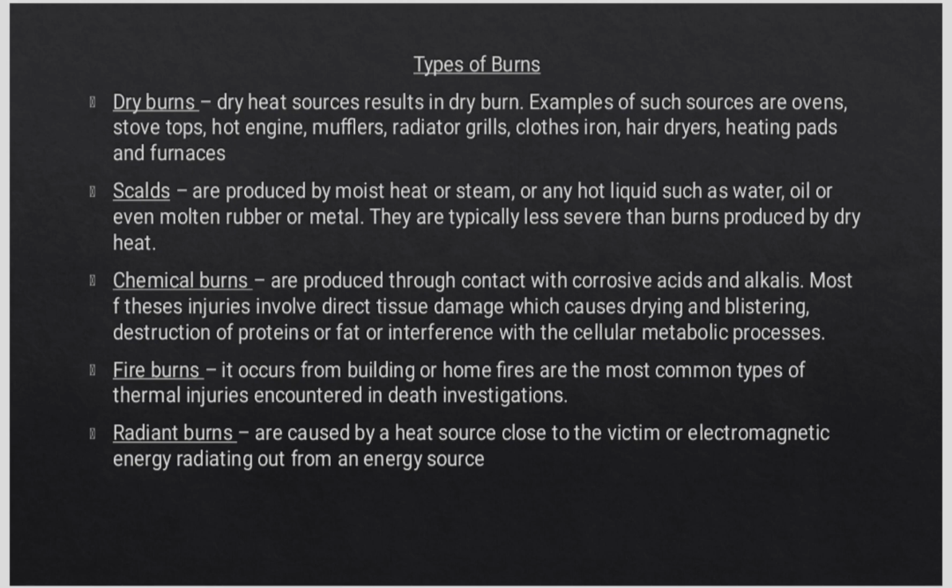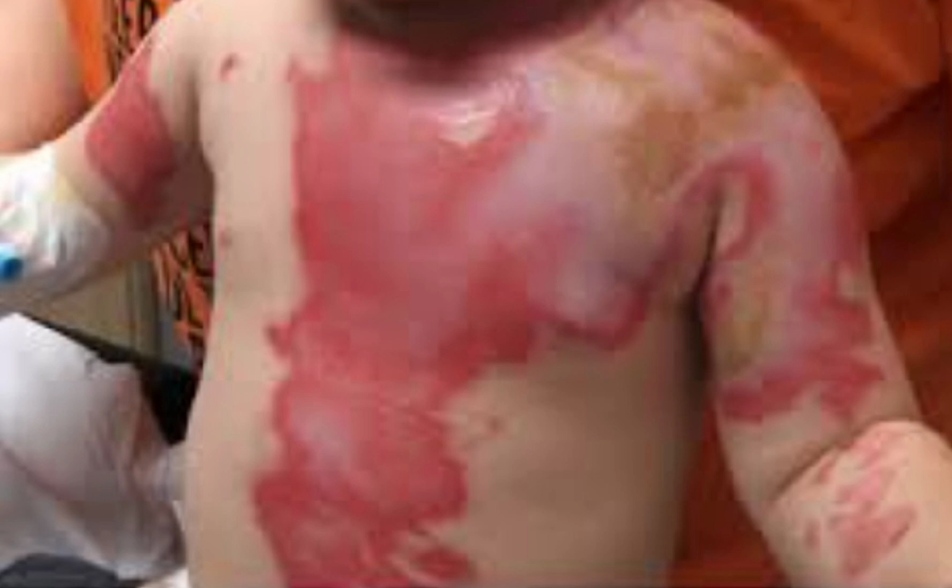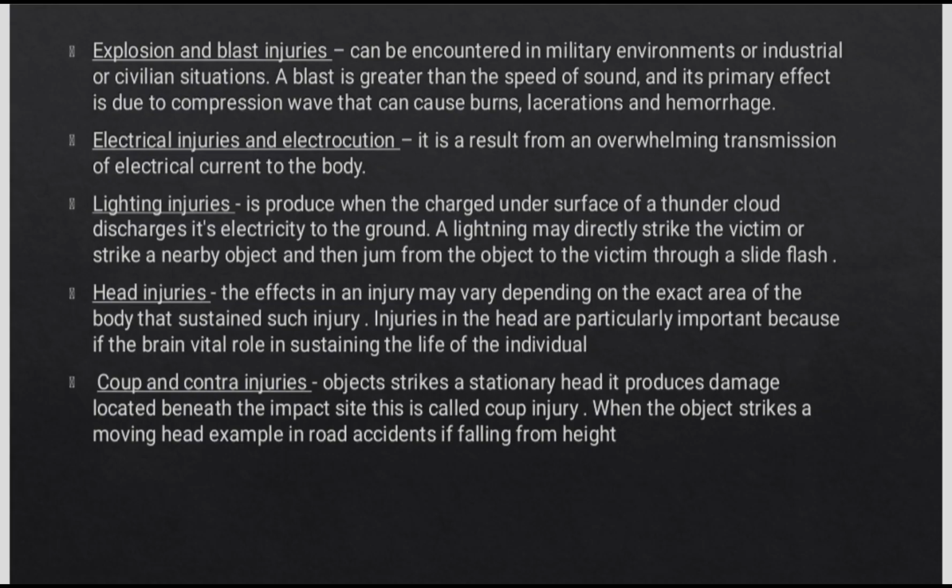Fire burns. Building or home fires are the most common types of thermal injuries encountered in death investigations. Radiant burns are caused by a heat source close to the victim or electromagnetic energy radiating out from the energy source. This is an example of radiant burns.